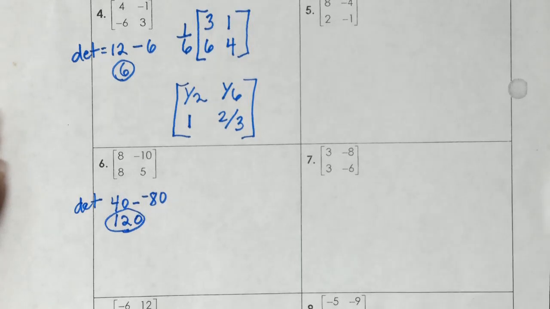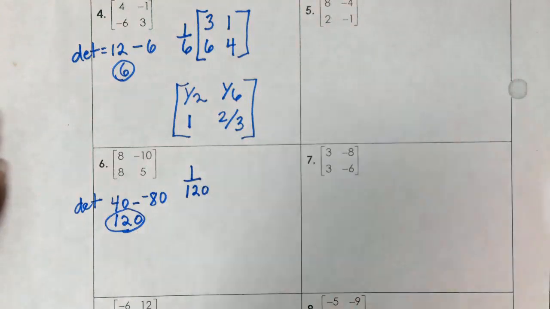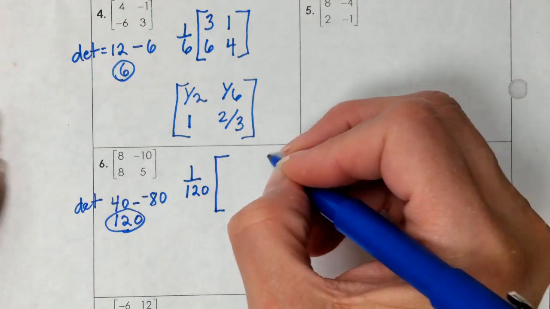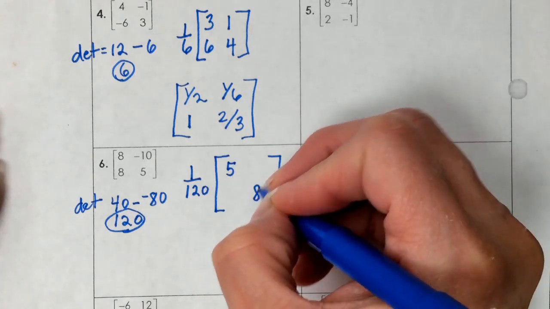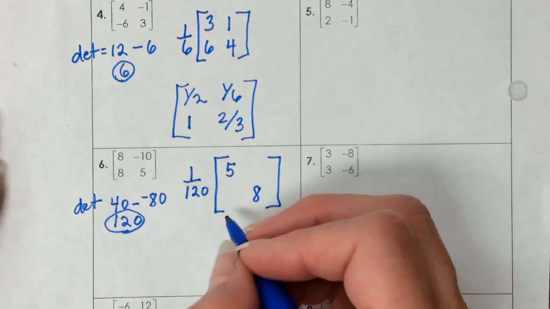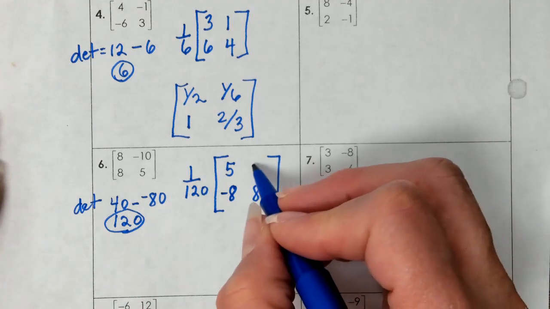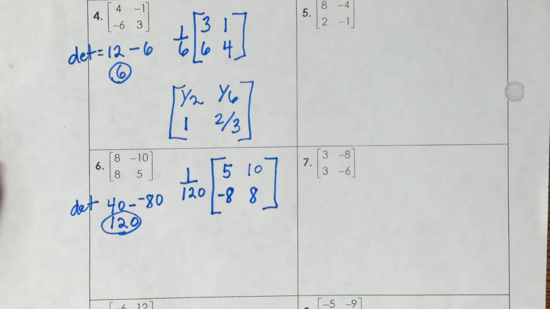But now to do the inverse, we're going to do 1 over the determinant. Our down groups are going to swap places. So 5 will move up, 8 will swap. So the 5 and the 8 swap places. And the up groups go opposite. So that 8 down here is going to turn to a negative 8. And that negative 10 right there is going to turn positive 10. And the last and final step is to multiply it.